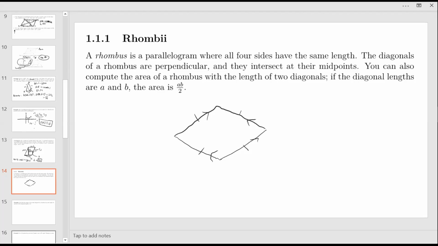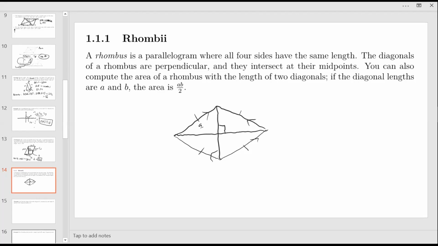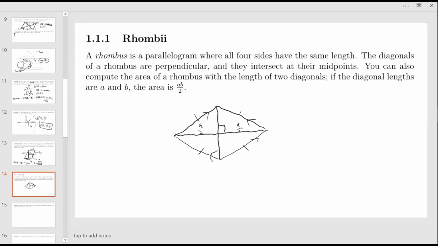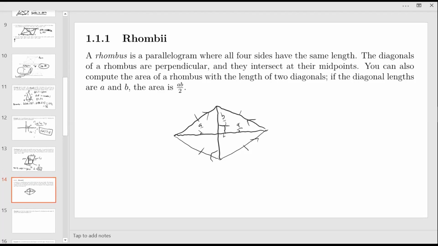The diagonals of a rhombus are perpendicular. So if you draw the diagonals, this is a right angle, and the diagonals bisect each other. Basically, say the diagonals have length a and b. So if this is a over 2, and then this vertical part is b over 2 and b over 2, then the area is ab over 2.